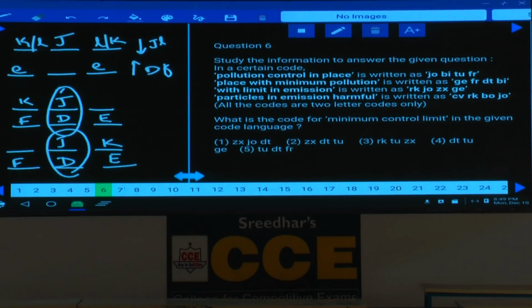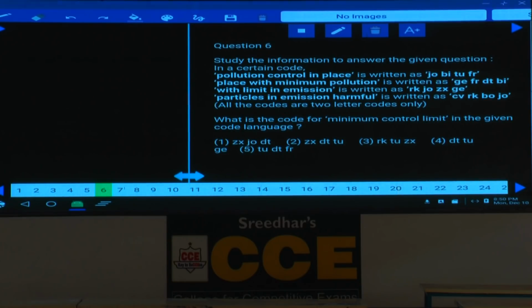Then question number 6 to 10. Now in this question number 6 to 10, we have "pollution control in place" and "place with minimum pollution". Now tell me which word is common between these two. The word pollution is common between "control in place" and "place".